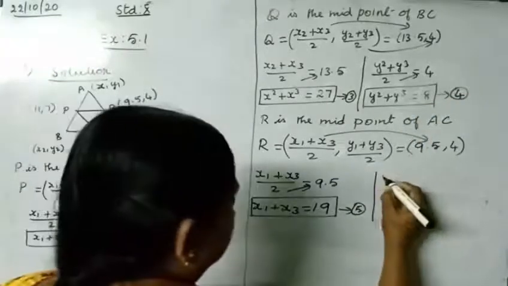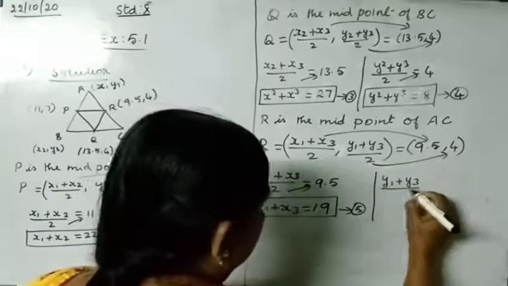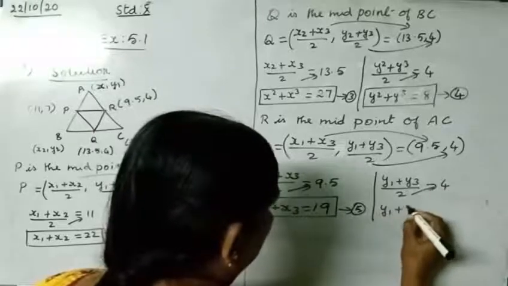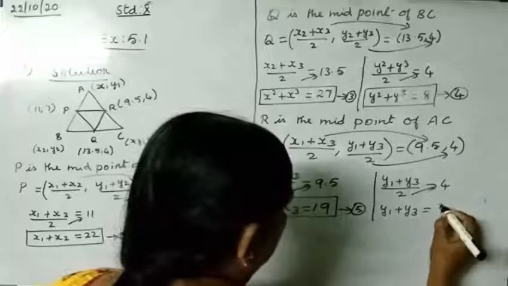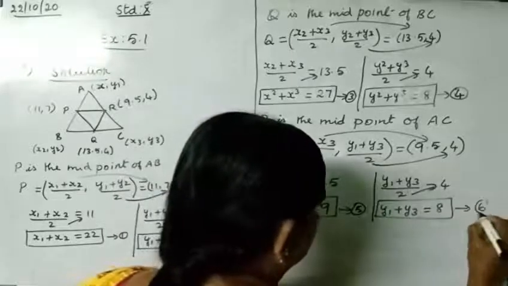And take the y coordinates equal. So y1 plus y3 divided by 2 is equal to 4. Cross multiply. y1 plus y3 is equal to 8. So this is equation number 6.